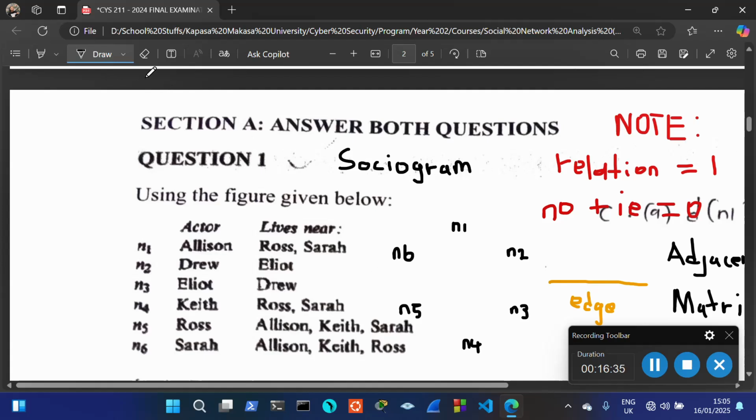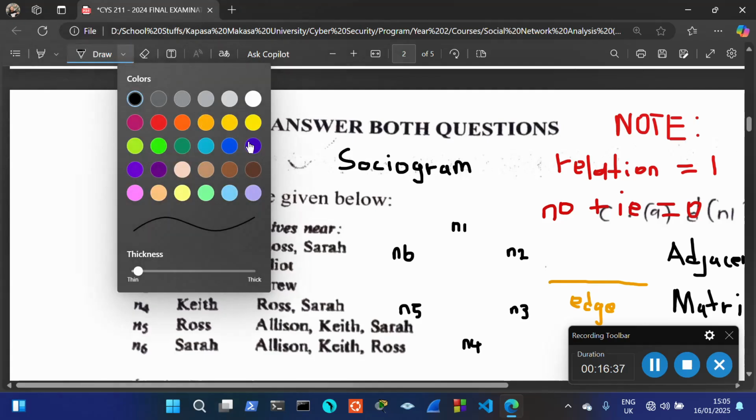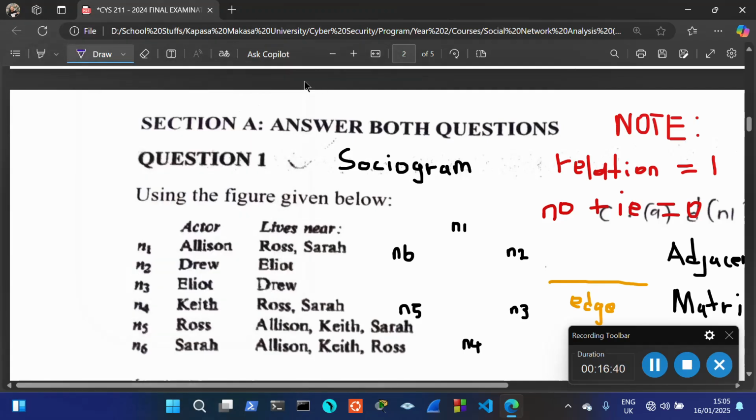If you can take note, at first I even emphasized that we need to take note of the number of nodes we have. We have N1 up to N6. No wonder I said N1, N2, N3, N4, N5, N6. We want to draw this sociogram, okay? N1 has a relation with Rose, who is N5. So here we are saying N1 has a relation with N5. I'll represent it like that, okay? Again, we're saying Alison has a relation with Sarah, who happens to be N6, so since N1 again has a relation with N6, we're going to present it like that, okay?